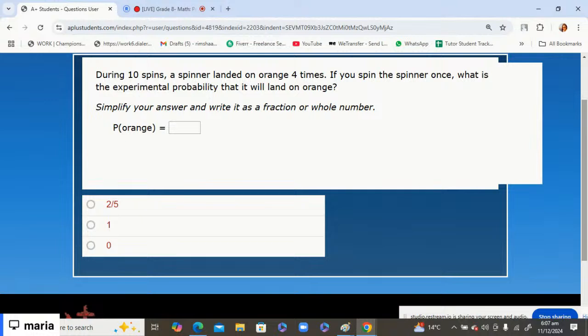So 4 is divided by 10. So 4 by 10, is there any answer for 4 by 10? Then what do we do next? We're going to divide both numbers by the same number. 4 is divided by 2, 10 is divided by 2. What's the answer? Hurry up, solve it in your notebooks and then tell me the answer. It's 2 by 5. Yes.